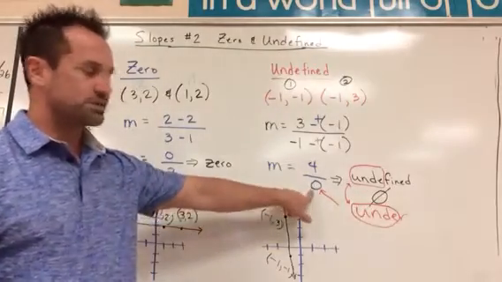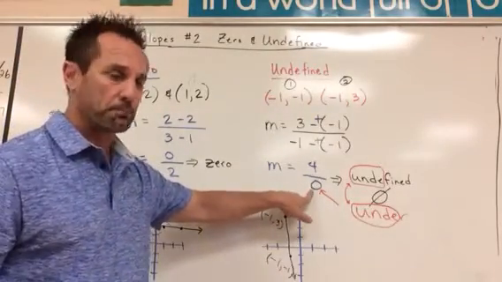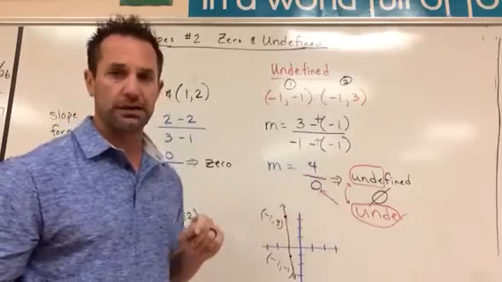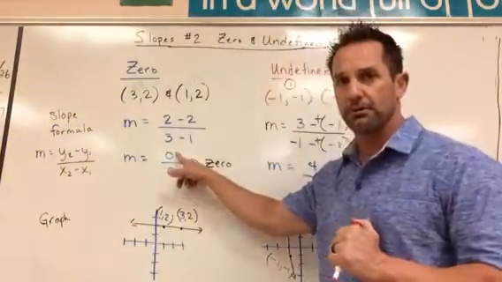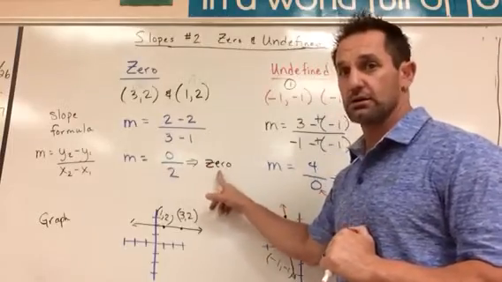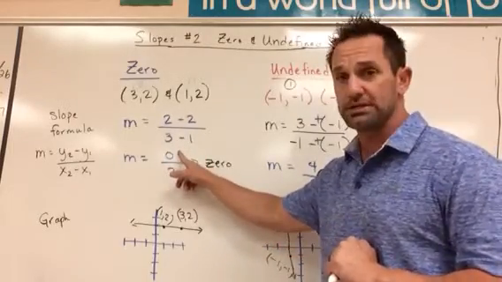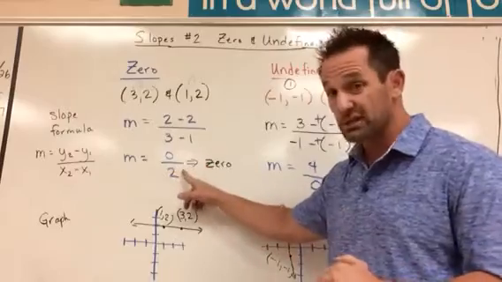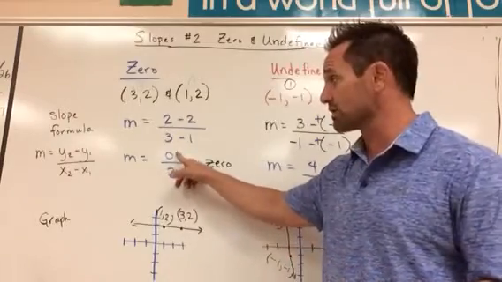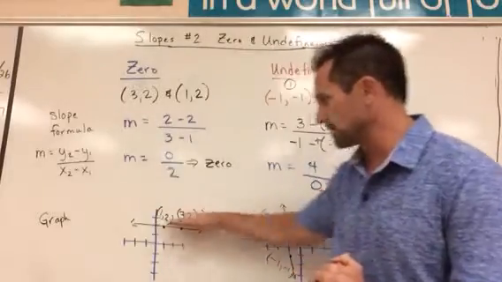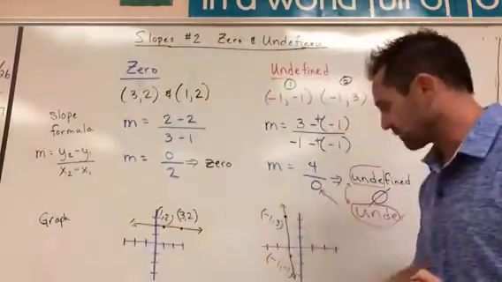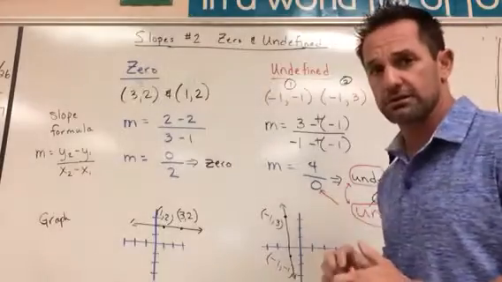So whenever you have a 0 in the denominator, that's when it's going to be an undefined slope. When you have a 0 in the numerator, or in the top, it's going to be a 0 slope. Because you have 0 pieces, maybe 0 pieces of pizza. There were 2, now there are 0. So that's how we remember that one. Okay? Zero slope is a horizontal line, and a vertical line is for our undefined slopes.